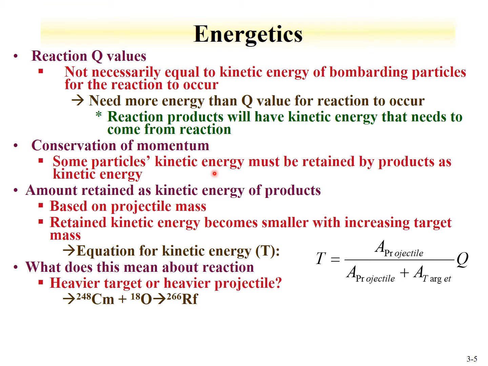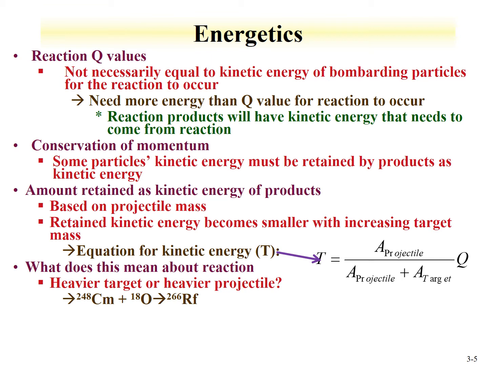The amount retained as kinetic energy of the products is based upon the projectile mass. The retained kinetic energy becomes smaller as the target mass increases, with the equation listed here, where I take the Q value and multiply it by the fraction of the mass of the projectile divided by the mass of the projectile plus the mass of the target. This gives the kinetic energy that's necessary for the reaction. We'll see this eventually leads to something called the threshold energy.